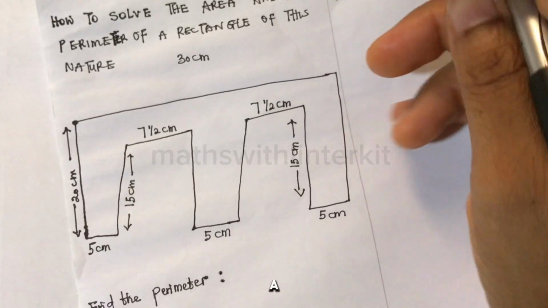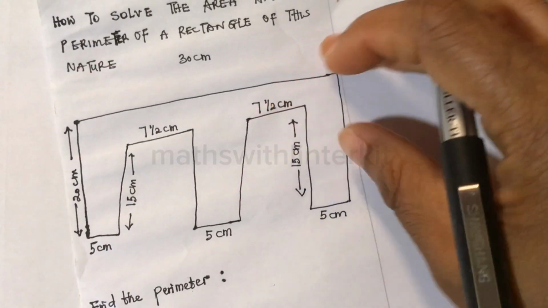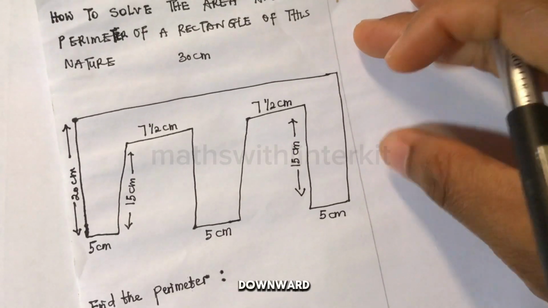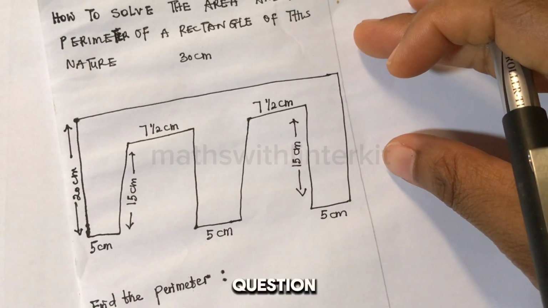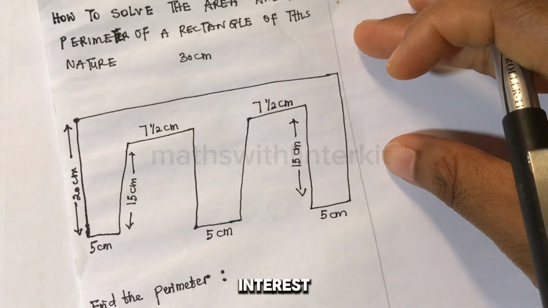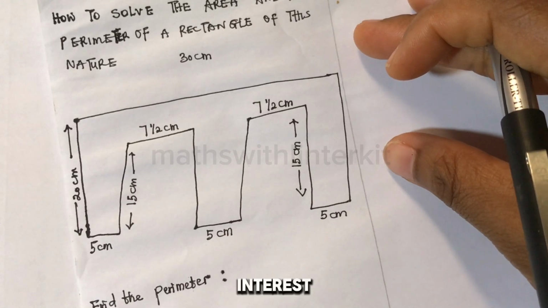So let's take a look at a question of this nature. This is like letter M or letter E that is turned downward. This is a question that I picked from a common entrance past question for the common entrance pupils.